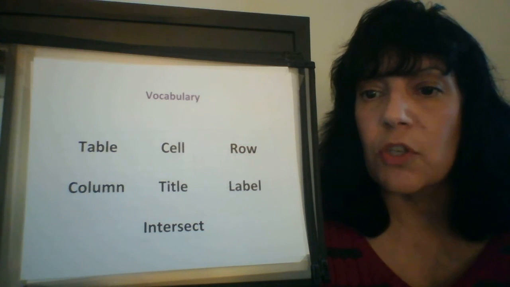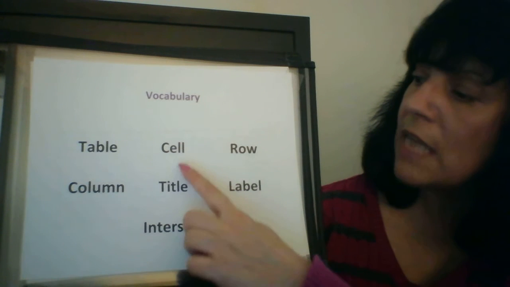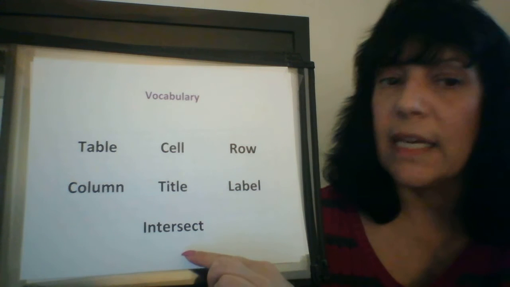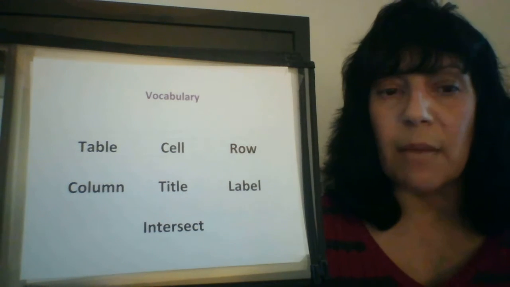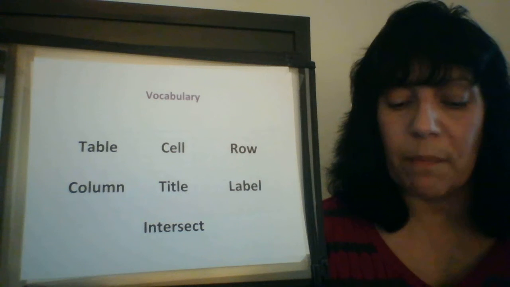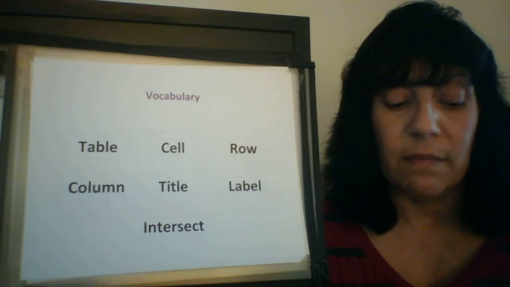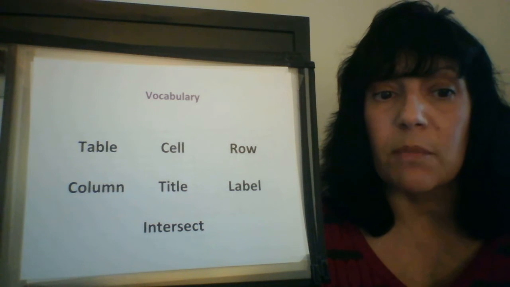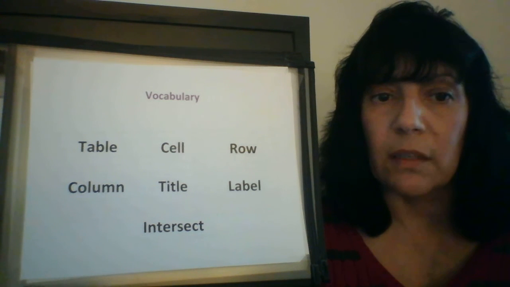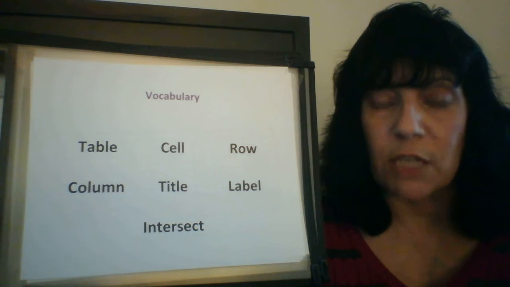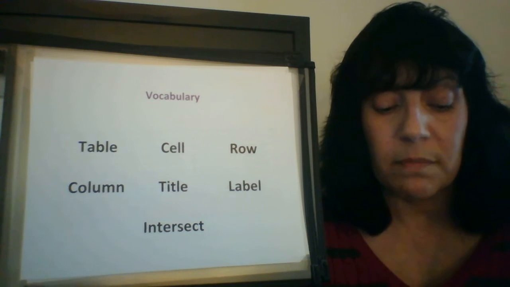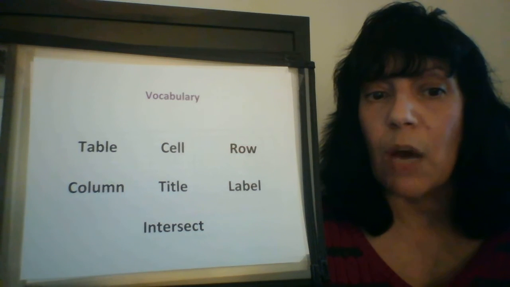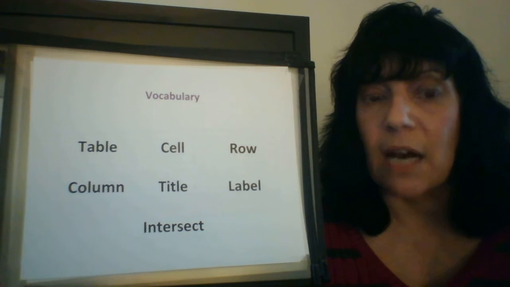Our vocabulary words are table, cell, row, column, title, label, and intersect. Okay, a table is an organized display of information laid out in rows and columns. A row is a horizontal arrangement of items or data. A column is a vertical arrangement of items or data. The intersection is where the row and the column meet. When a row and a column meet, they form a cell.